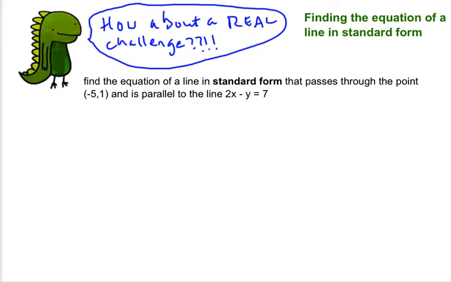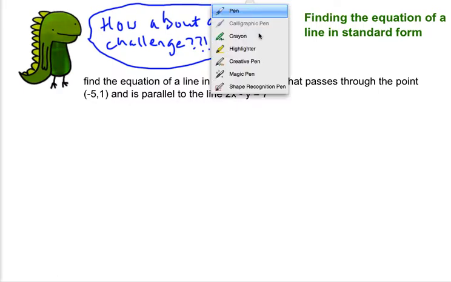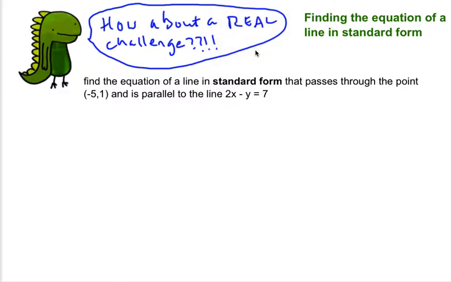Here's the question. Find the equation of a line in standard form that passes through the point negative 5, 1 and is parallel to the line 2x minus y equals 7. How would we even start that? Well, let's look at some of the information given.